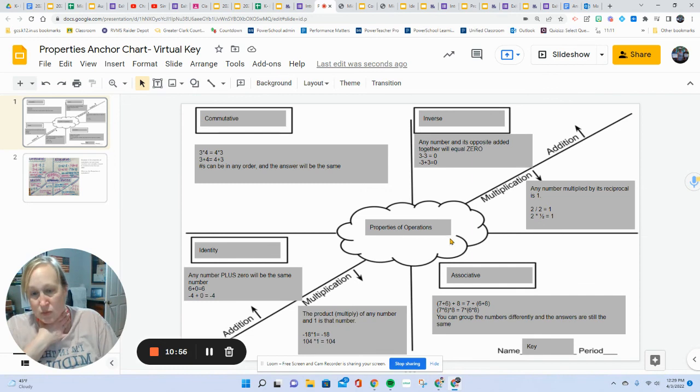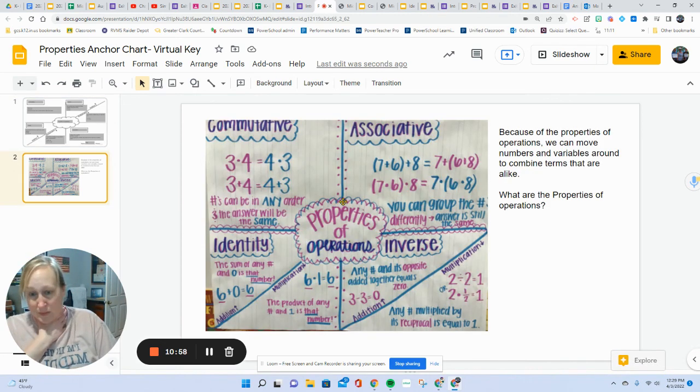So you want to have this somewhere. If you choose to do it on paper and match this, that's fine. Just make sure you tell me in some way that you have this somewhere to refer back to.